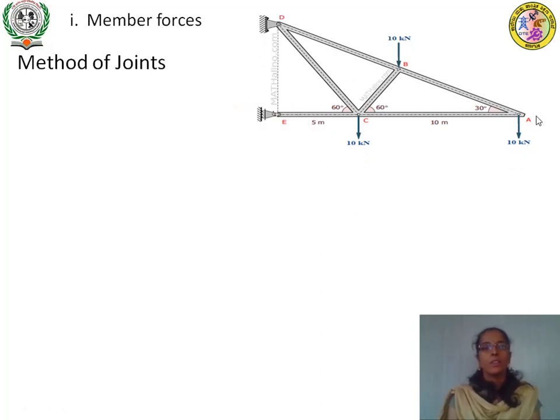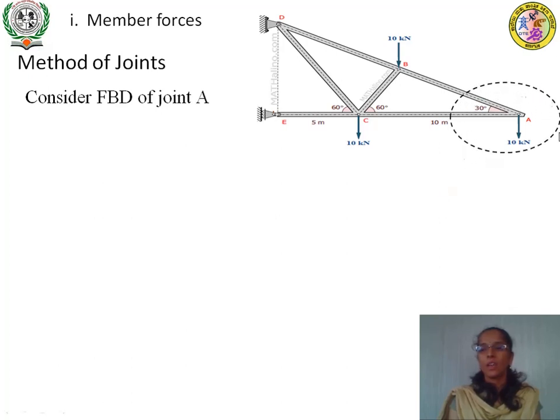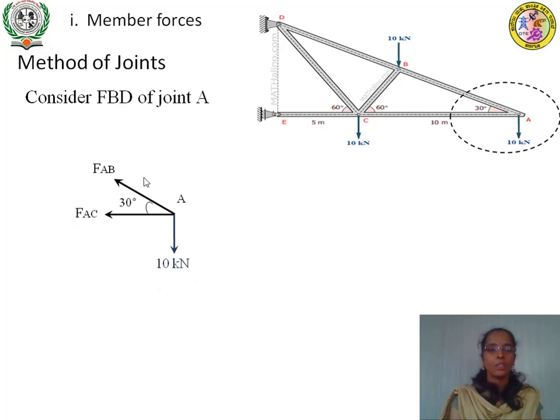So consider the free body diagram of joint A. To draw the free body diagram of joint A, let us draw a virtual cut around joint A so that we can draw the free body diagram. This is the free body diagram of joint A. So two members are meeting at joint A, AB and AC. So the forces are represented like this: FAC and FAB.